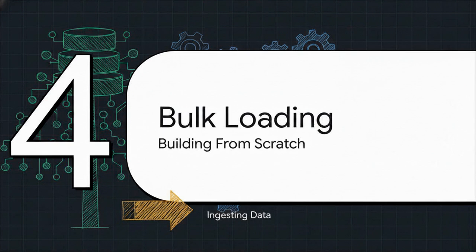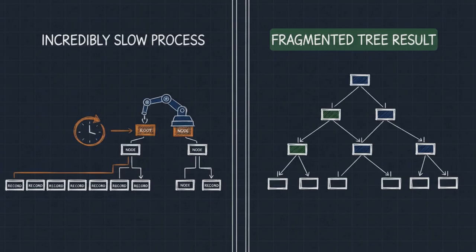Okay, so we've got a handle on adding records one by one. But what if you need to index like 1 billion records all at once? The one-at-a-time thing just isn't going to cut it. For a job that big, you need something industrial strength. You need bulk loading. Seriously, if you try to build an index for a massive table by just inserting row after row after row, you are going to have a very, very bad time.